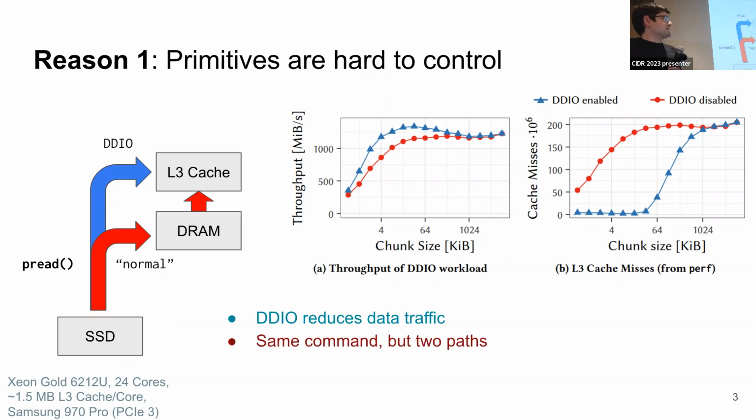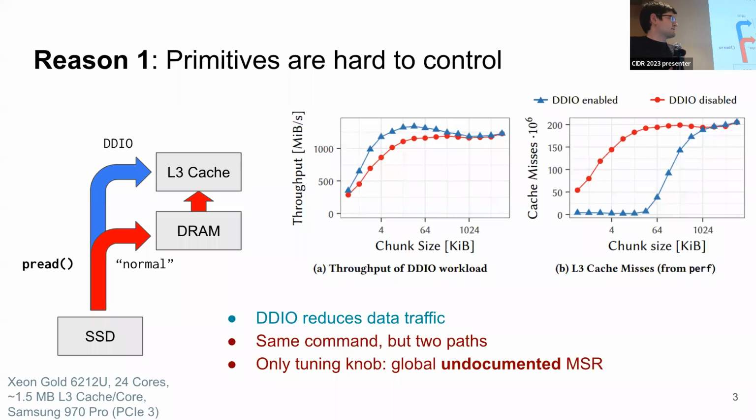However, it's not easy to use, because as you see, you still just use p-read, and depending on how the system is configured, the data could take two paths through the system. And we actually don't really have control over which path is taken, because the only way to disable or enable DDIO, depending on our circumstances, is to use some global undocumented MSR that Intel provides for some platforms and doesn't for others. And yeah, it's a bad thing. So it's nice in theory, but hard to control in practice.